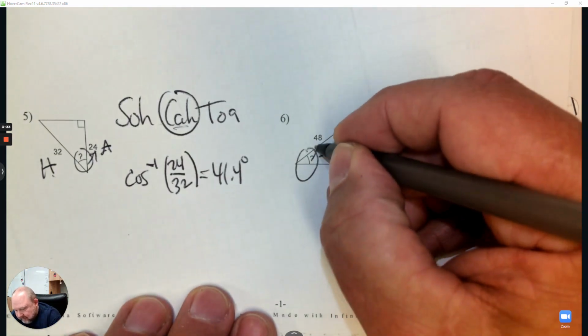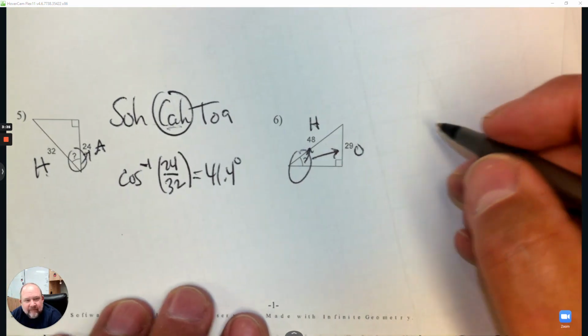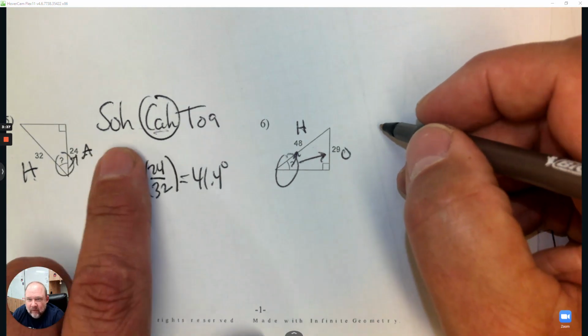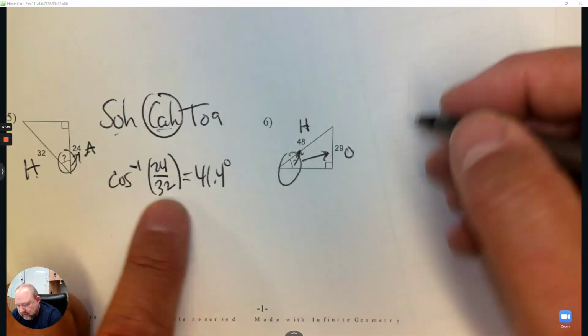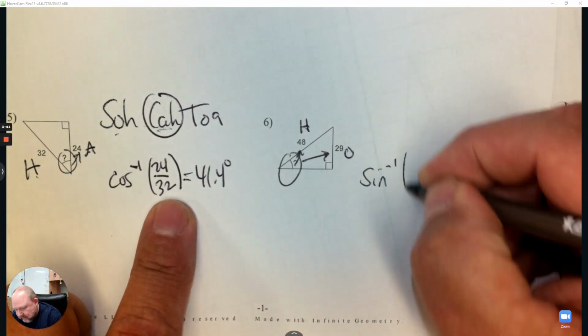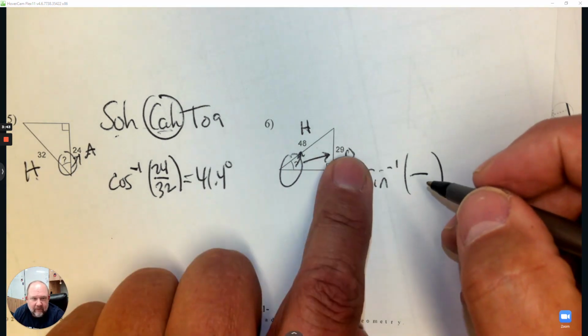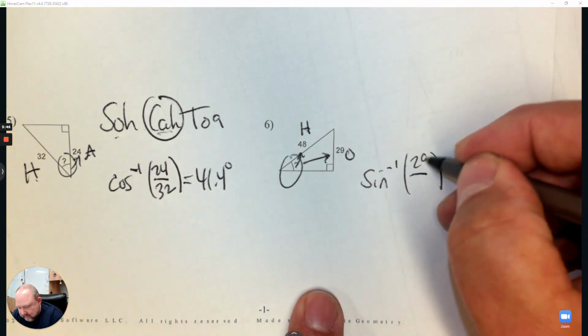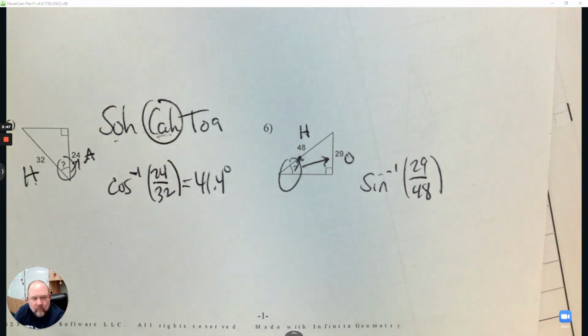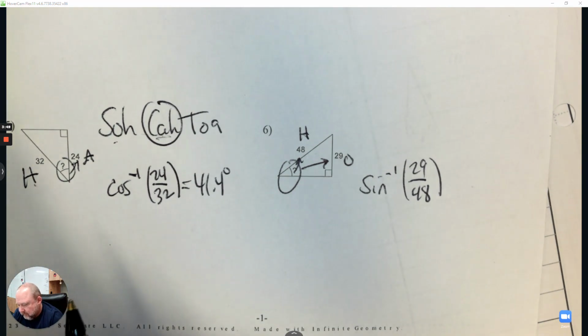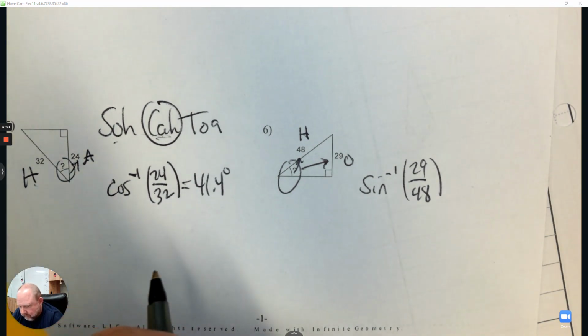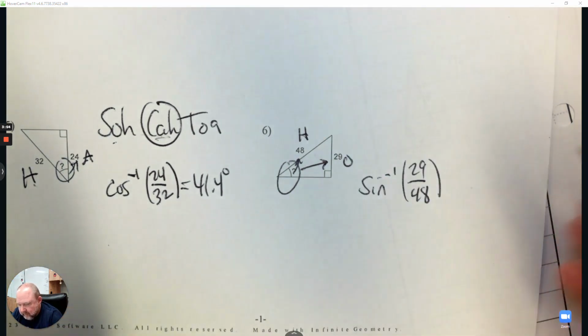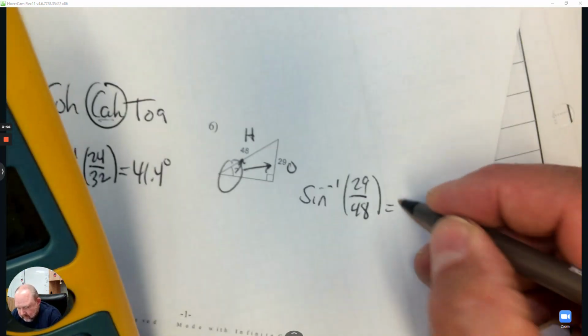That's opposite and hypotenuse. So opposite and hypotenuse is the first one. So it's going to be inverse sine. And it's 29 over 48. And that's 37.2.